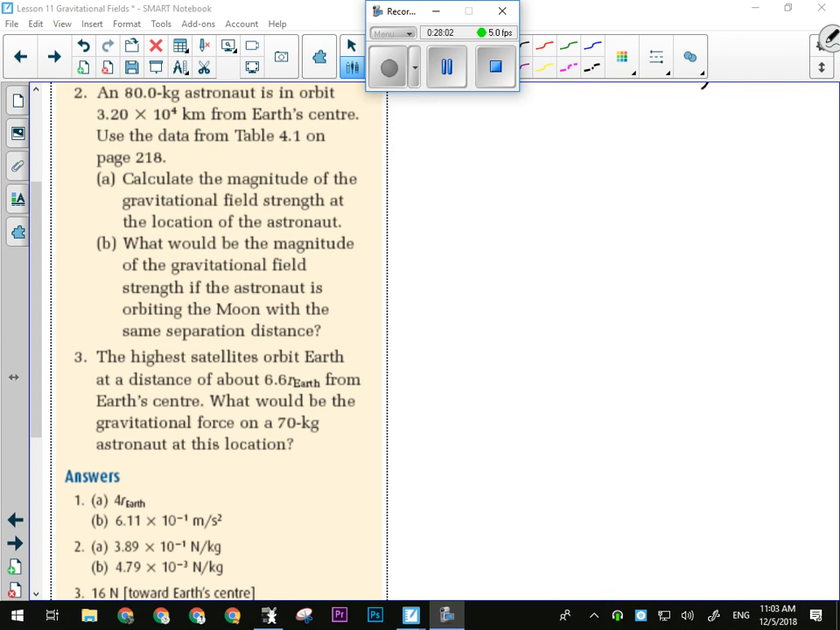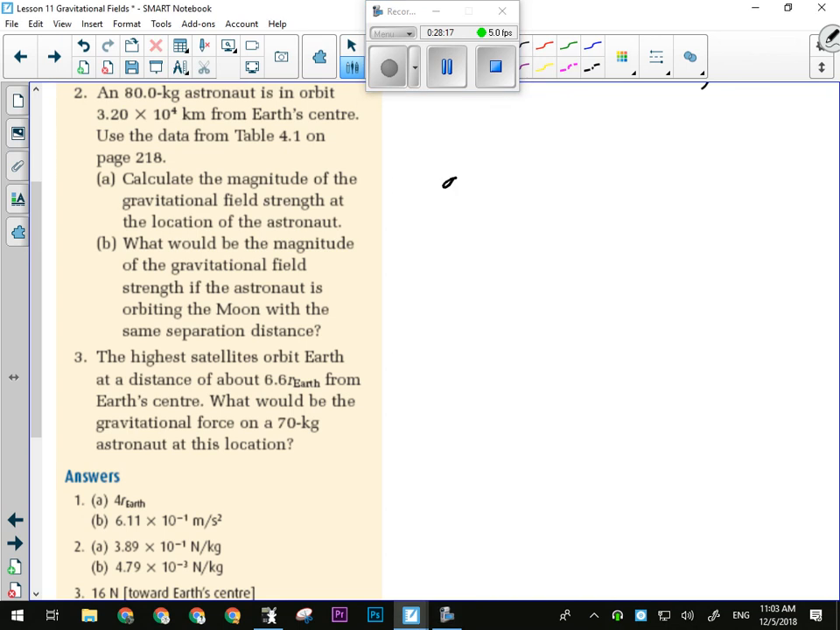From where? Earth. Okay, so that's what we got to remember. We don't want to use this 80 kilograms. We're not trying to find the gravitational field strength of the astronaut. We're trying to find the gravitational field strength on the astronaut due to Earth. So we have little g equals big G times the mass of the Earth over the separation distance of the astronaut to the Earth's center squared.